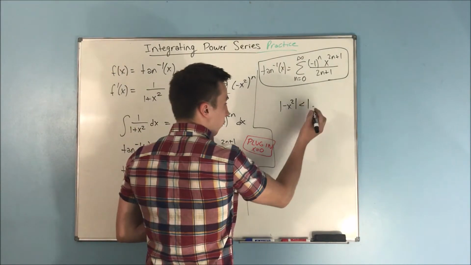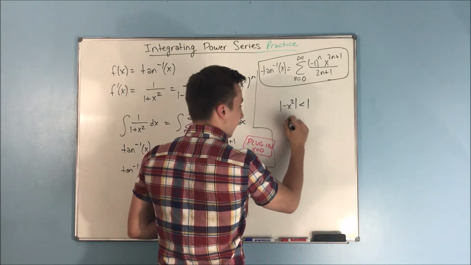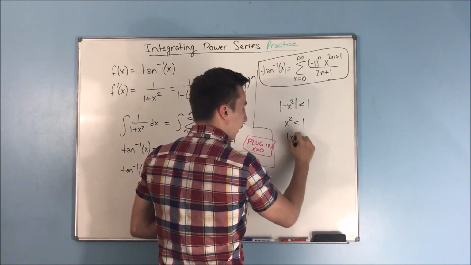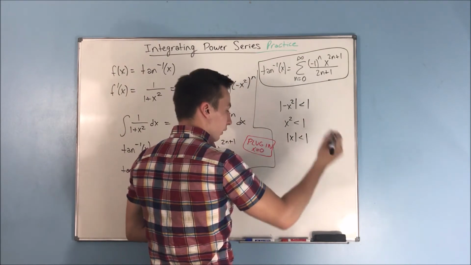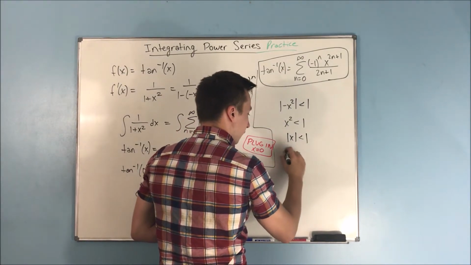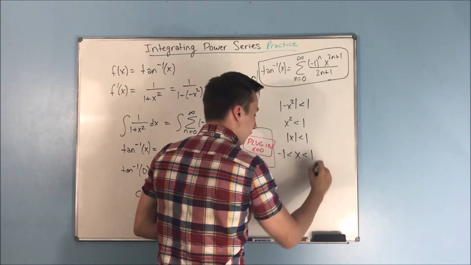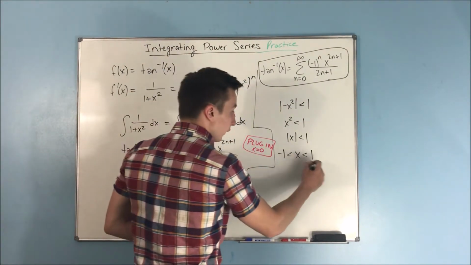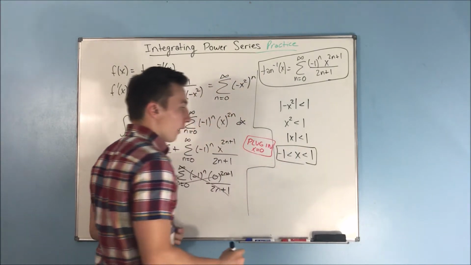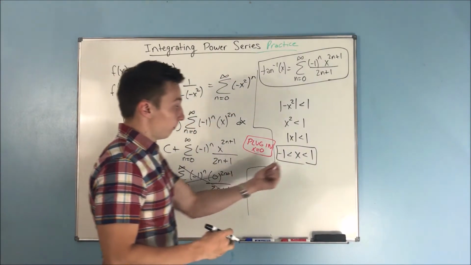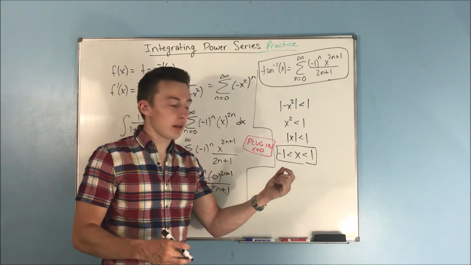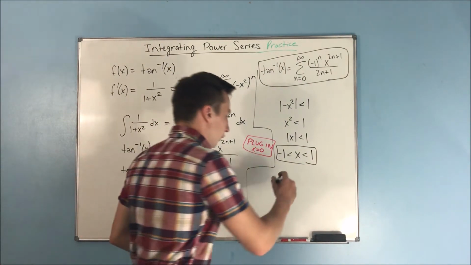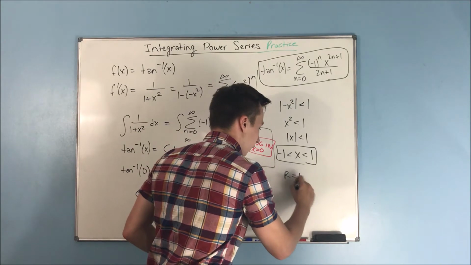Well, if we use our absolute value here, we get x squared is less than 1, which means that the absolute value of x needs to be less than 1, which also means that x is greater than negative 1 and less than 1. So there's your interval. From negative 1 to 1, half of your interval is 1. So r equals 1.